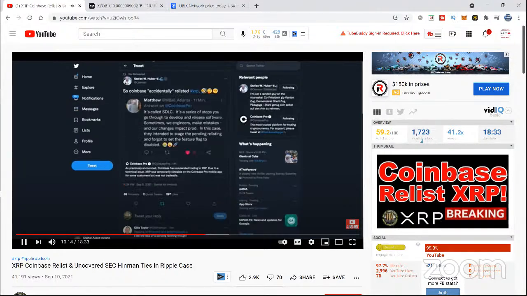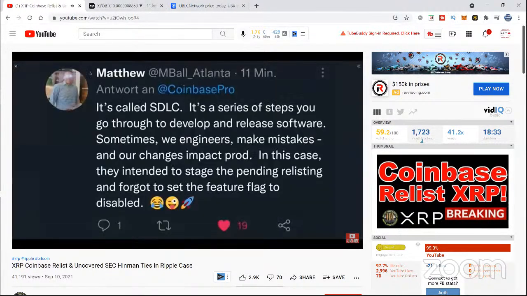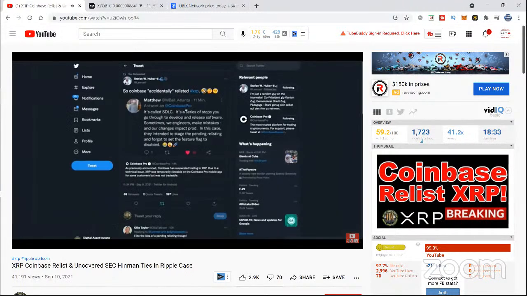Okay, and then there's this. Stefan Huber put this tweet out. He's retweeting what they said, and he's saying, so Coinbase accidentally relisted XRP. This is some guy on Twitter, he says, it's called SDLC. It's a series of steps you go through to develop and release software. Sometimes we engineers make mistakes and our changes impact production. In this case, they intended to stage the pending relisting and forgot to set the feature flag to disable. Now, I'm no engineer, folks, but I found that tweet very interesting.